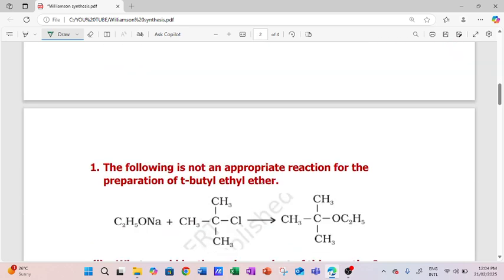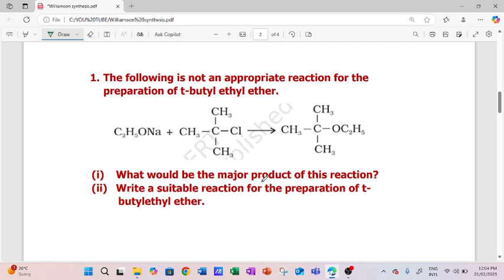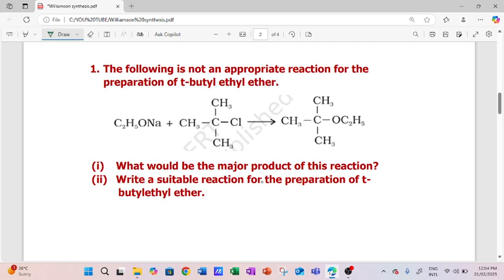Let's do 2-3 questions to understand the concept a little better. You see there is a reaction like C2H5ONa plus (CH3)3CCl. Here we identify this is the alkyl halide, and this alkyl halide is tertiary. And this is sodium alkoxide, which is RONa, and that is primary. What do you think? Will we get the product as an ether like this? No, of course not. Why? Because with a tertiary alkyl halide, we will not get the ether product. We will get only alkene.